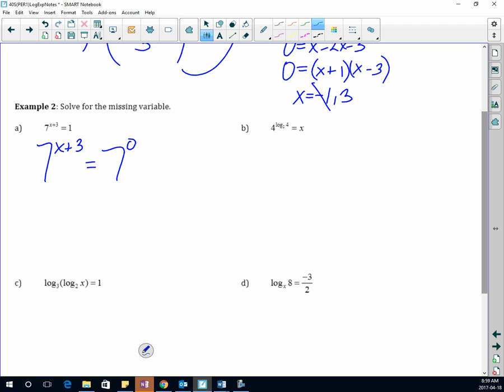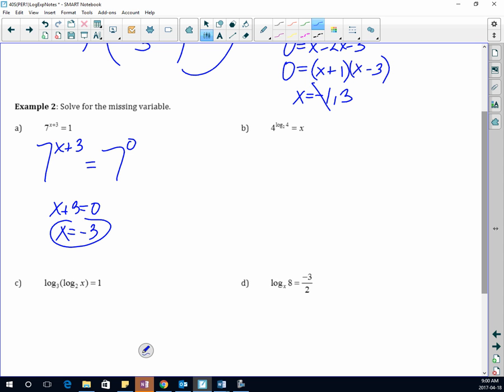Now it's the same base, yes? The bases are the same, then x plus 3 equals 0, so that means x equals negative 3. You probably could have guessed and checked and got that to work anyways, right? What plus 3 would give you an exponent that gives 1? The only way it would be is if it was 7 to the power 0, right?